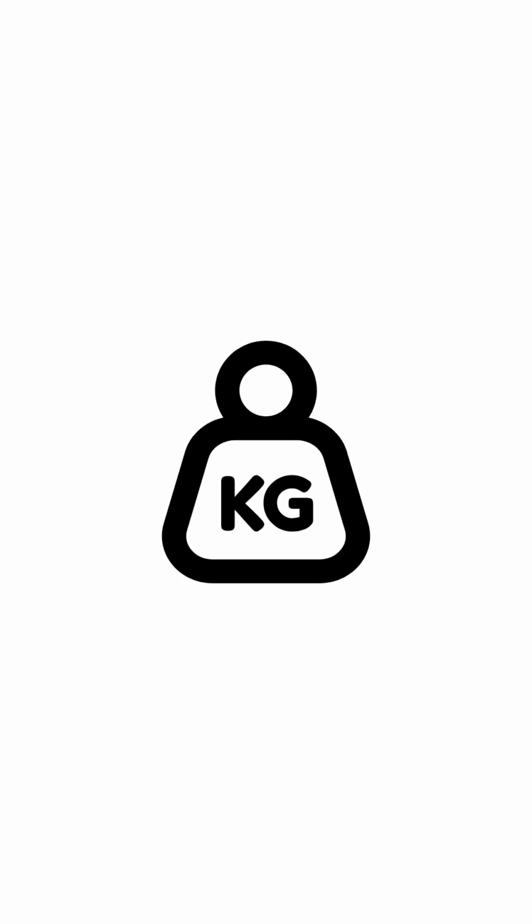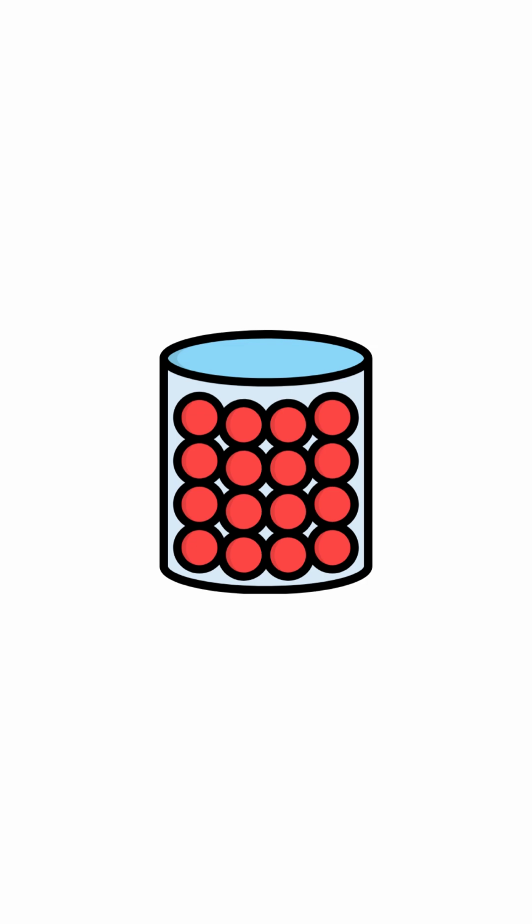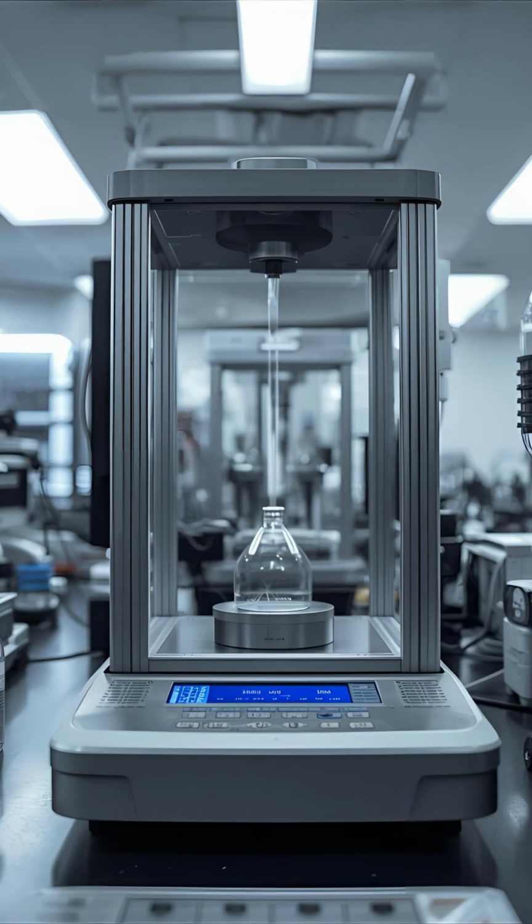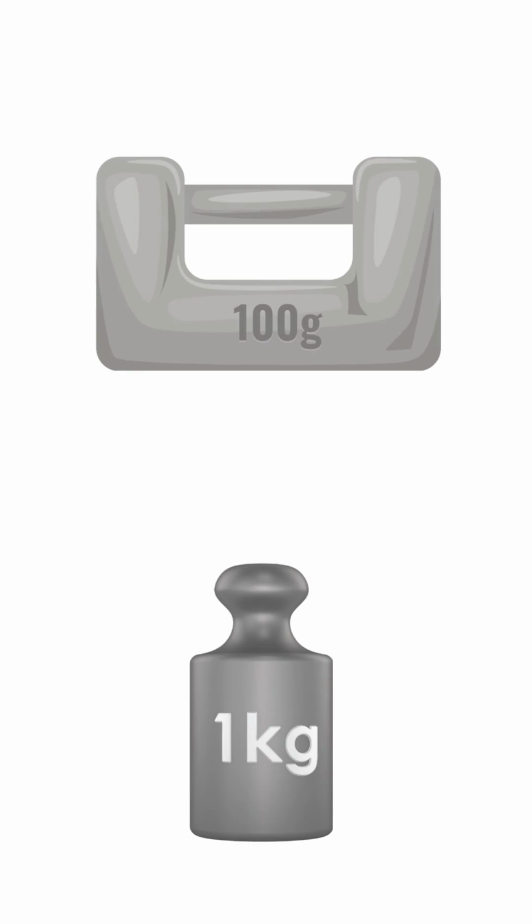Mass can be measured with a physical balance. Mass tells us how much matter an object contains. To measure mass, we use a physical balance. It works on the principle of comparison, meaning balancing an unknown mass with known standard weights. The pointer shows equilibrium when both sides are equal.